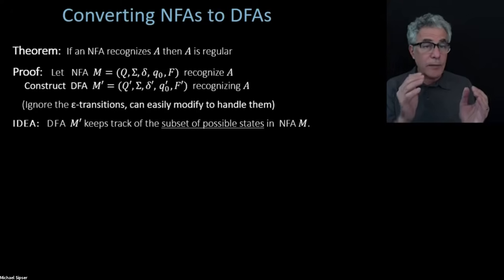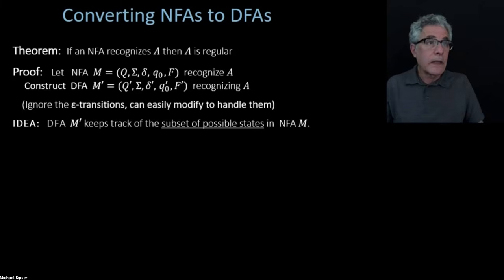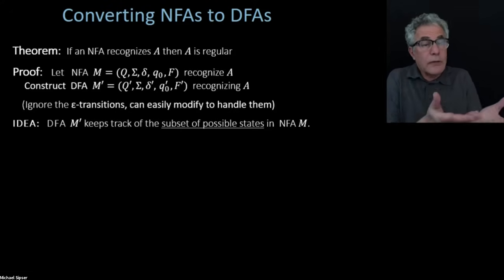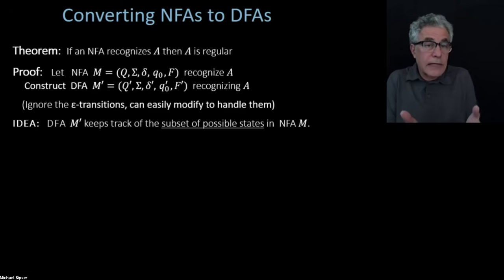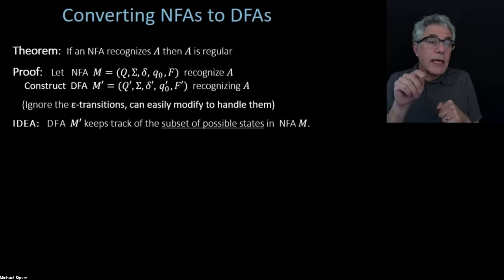Now the idea for the construction: we're going to start with a non-deterministic machine M, and we're going to build a deterministic machine M prime, which does exactly the same thing. The way M prime works is it's going to do what you would do if you were simulating M. What would you do? This is what we were doing as I was explaining it to you. If you were simulating M, every time you get an input symbol, you just keep track of the set of possible states at that point in time.